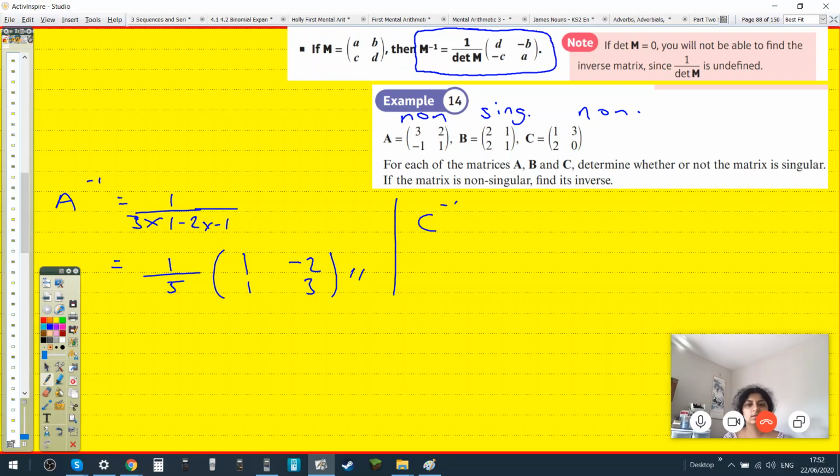And inverse of C. So 1 over 1 times 0 minus 3 times 2, so it's just minus 6.